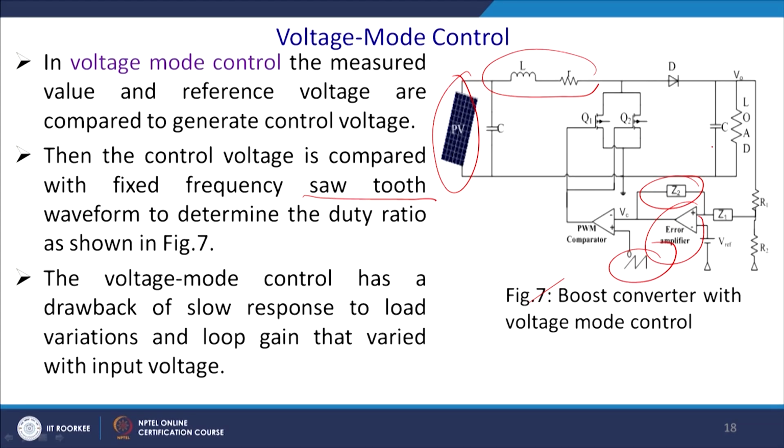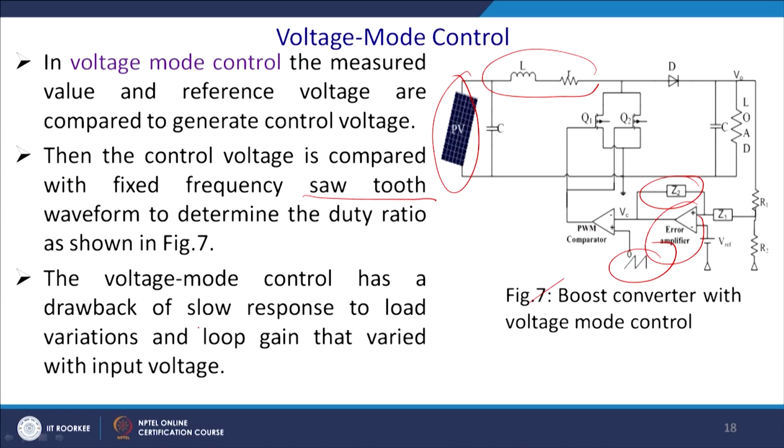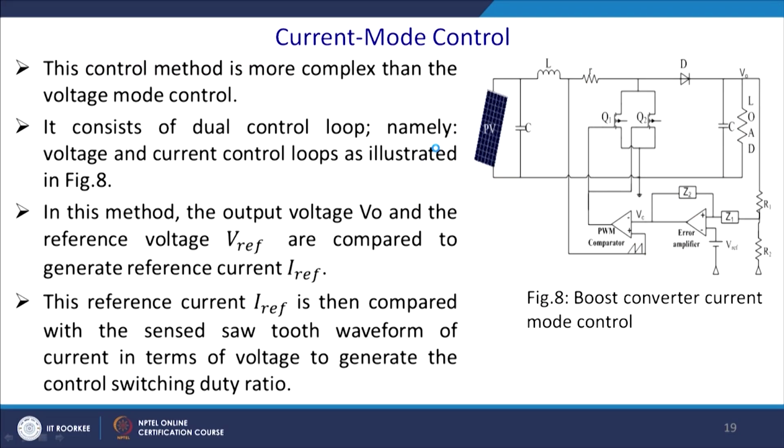One of the advantages of this is that it is very easy to implement. The disadvantage is that it does not have inbuilt short circuit protection. So, the voltage mode control has the drawback of slow response to the load variation. Since this capacitor will be there, it will change slowly, it will not act fast, and the loop gain varies with the input voltage. If the voltage of the input side is varying, then there is also a problem with this control.